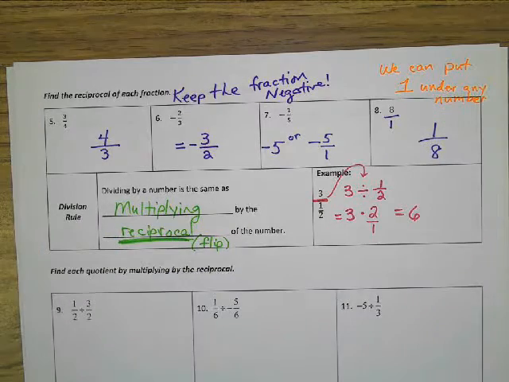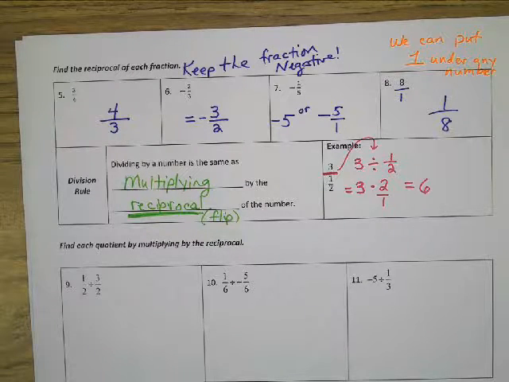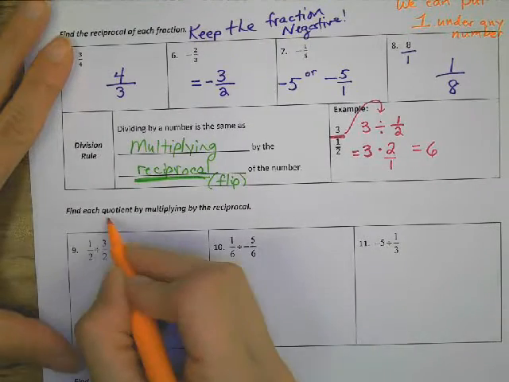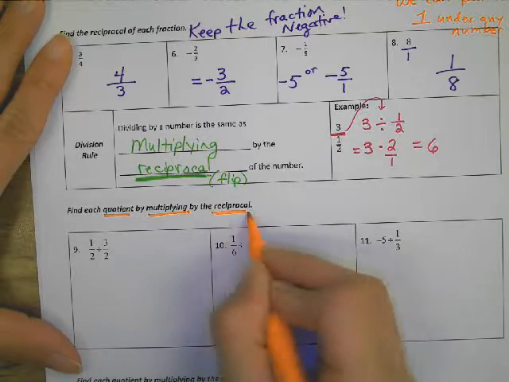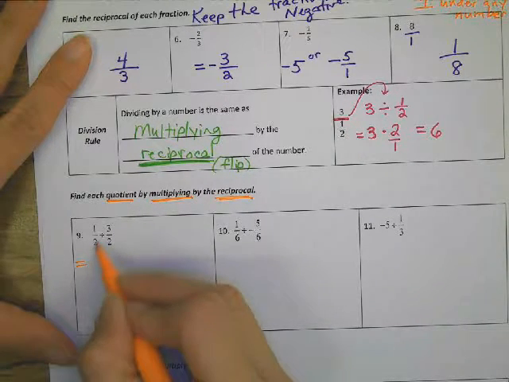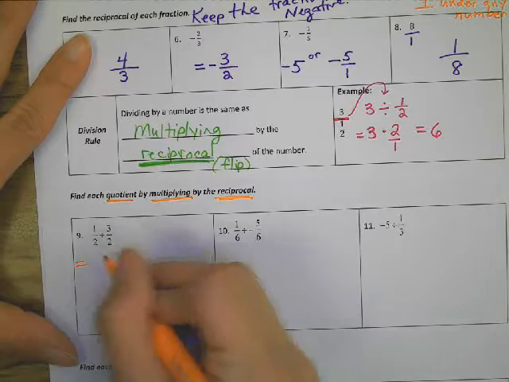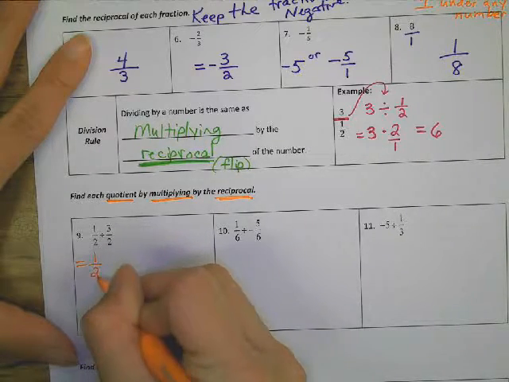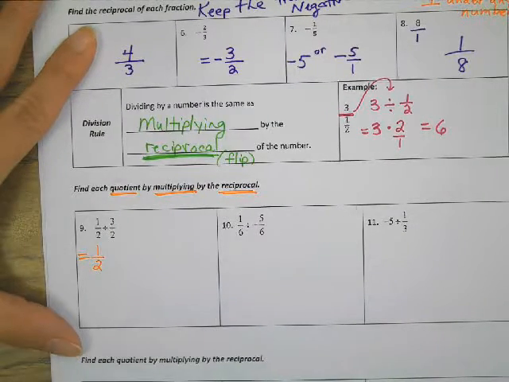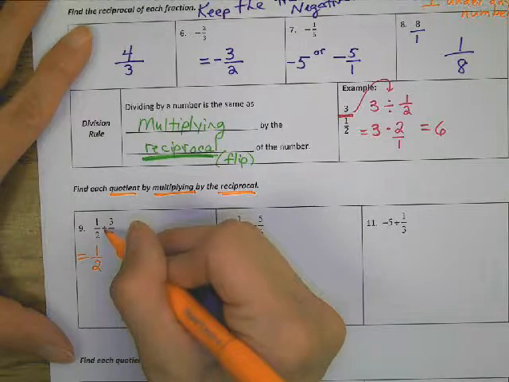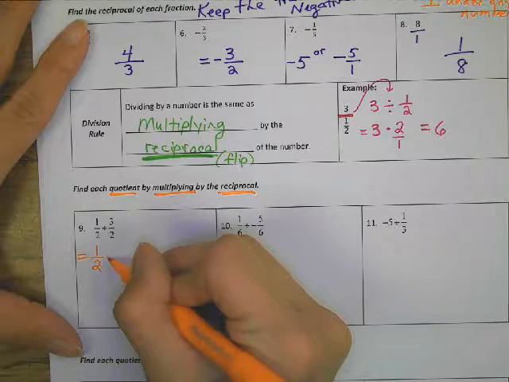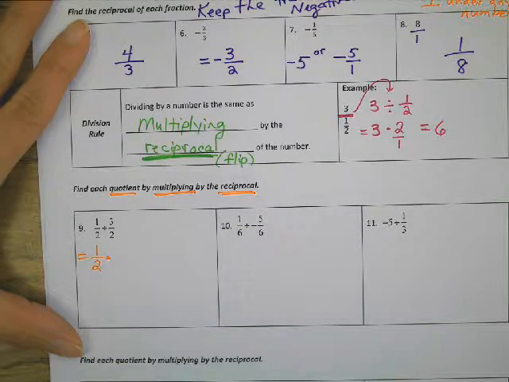All right, example number 9. Find the quotient. That means we're going to divide. We're going to multiply by the reciprocal. What do you do to the first number? You leave it alone. 1/2 stays 1/2. Now it's time for change. The first thing we're going to change is the divide into a times. And we're going to change this fraction to the reciprocal fraction.